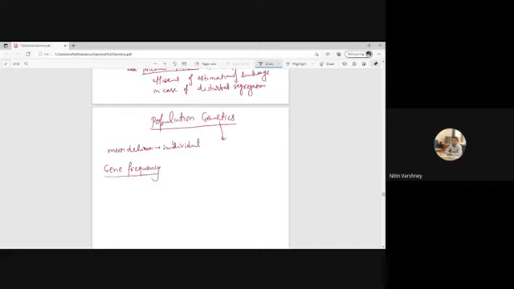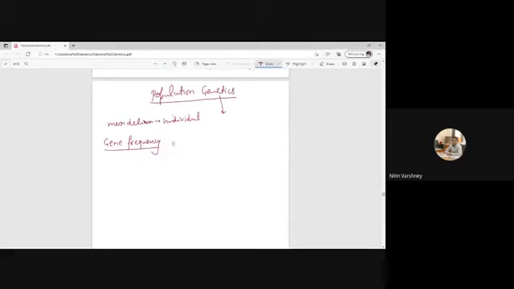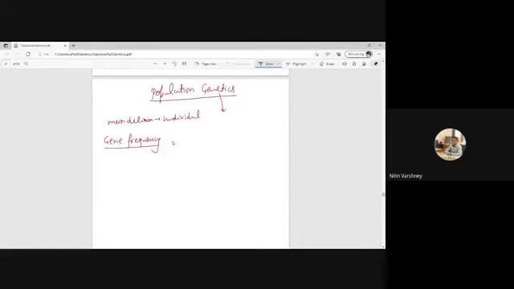We will start with the basics: what is gene frequency? Suppose there are only two alleles, capital A and small a, at a particular locus. Then suppose there are a total of n diploid individuals.